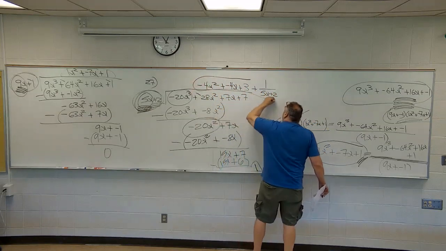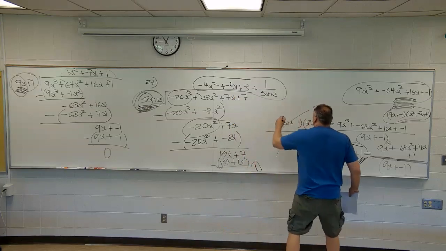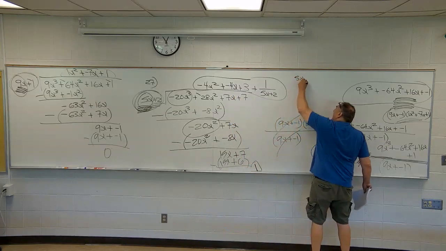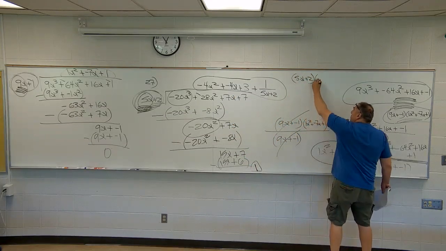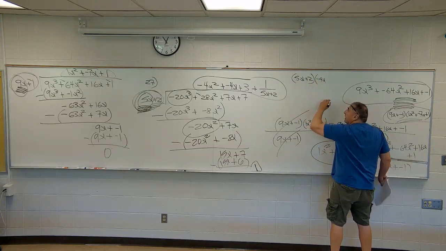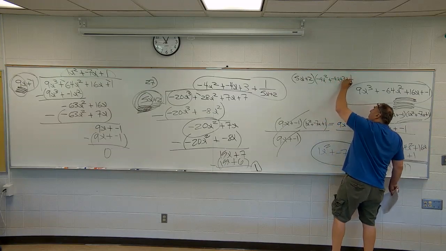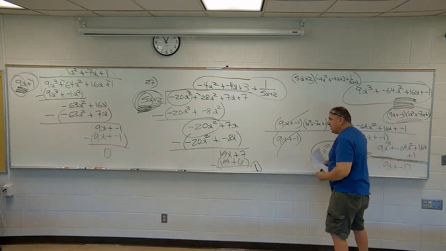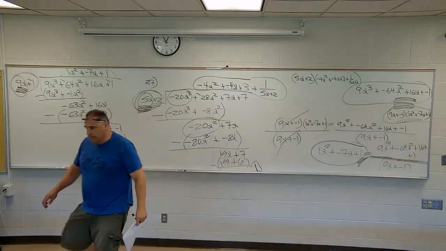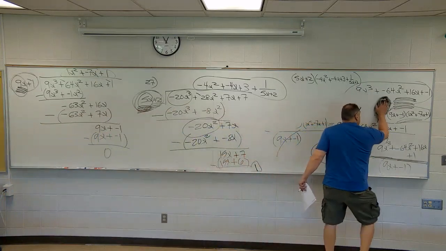Whenever you've got a remainder, that's the last thing you write. Now, what does this mean? I'll tell you what it means. If you were to take the one doing the dividing, the divisor, and multiply it with the quotient, 4x squared plus negative 4x plus 3 plus 1 over 5x plus 2, if you were to do this, I think we can get rid of this one. We've already seen it.